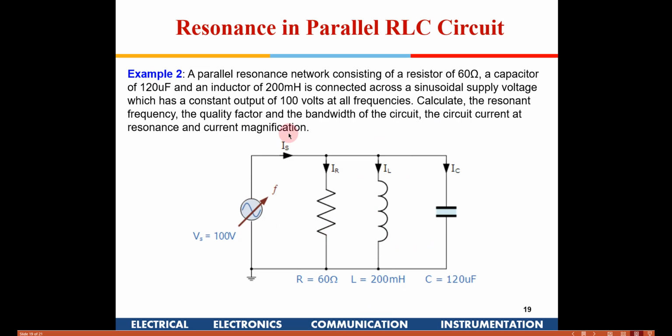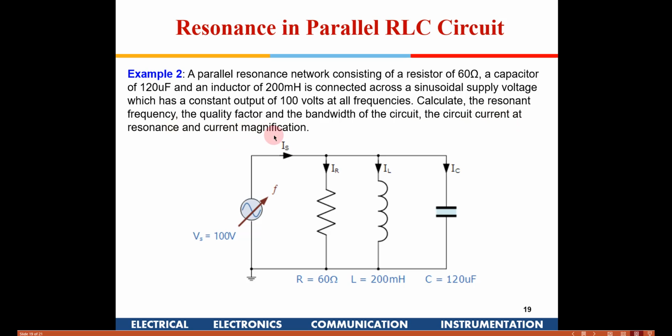So if you take one example here, we have a source where you have R, L and C connected in parallel. The value of the resistance is given as 60 ohms, L as 200 millihenry and capacitance as 120 microfarad, and you are applying a sinusoidal signal of 100 volts. The question goes like, calculate the resonant frequency, the quality factor and the bandwidth of the circuit, the circuit current at resonance and the current magnification.